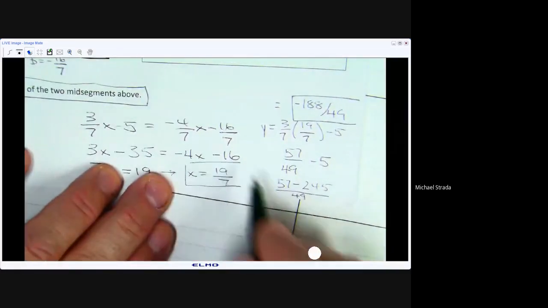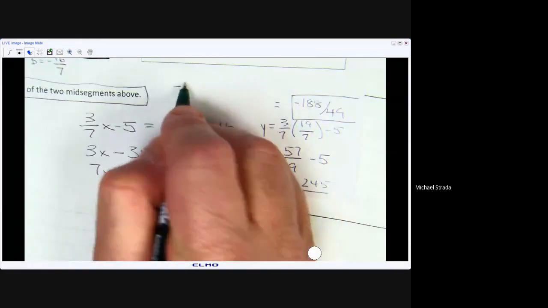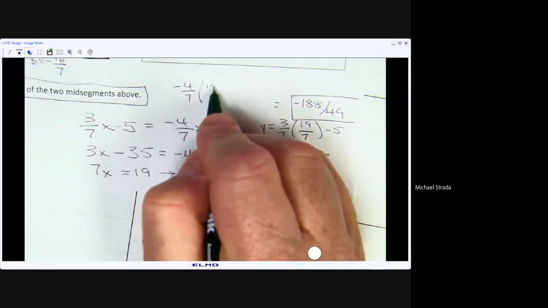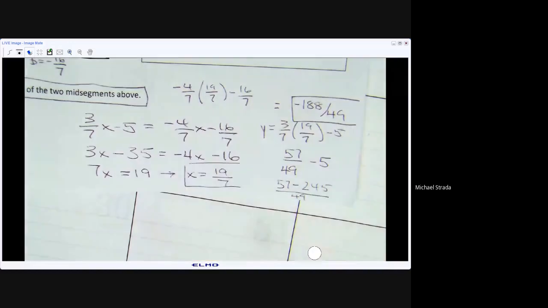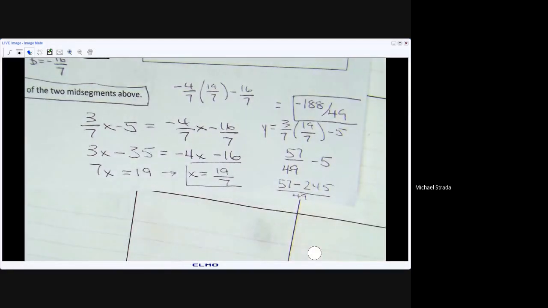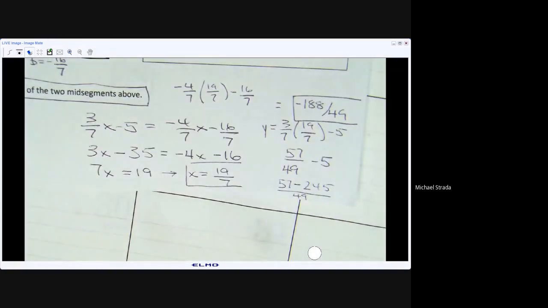All right. Now, if you had plugged it into the other one, negative 4/7, 19/7 minus 16 over 7, you'll still get the answer. You know what I mean? So there's no wrong answer. You just have to choose your preference. And to me, it's just easier to convert an integer into a fraction than it is to find a common denominator. All right?